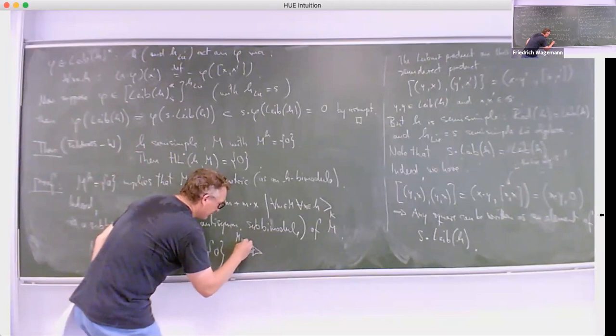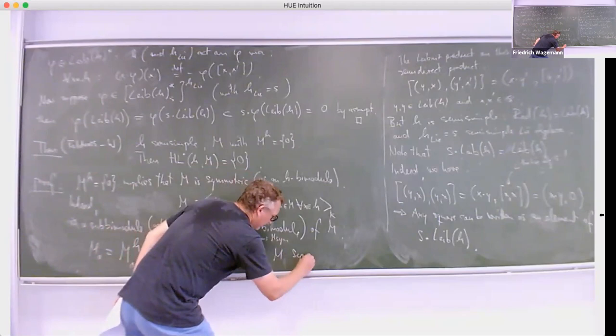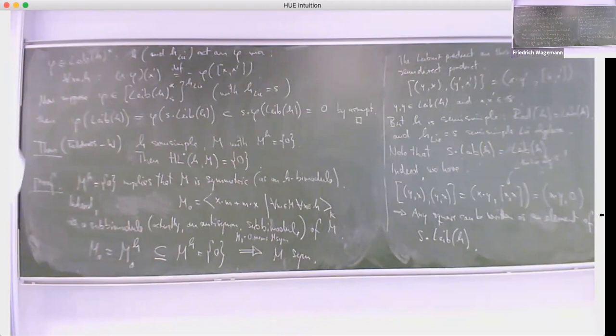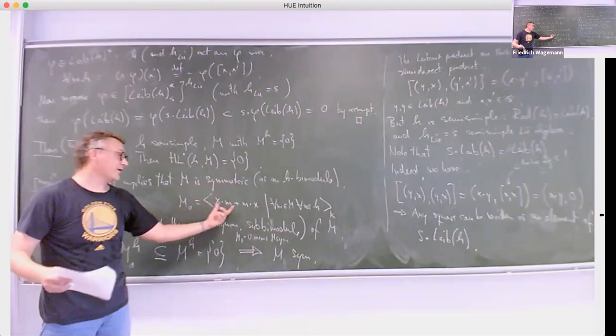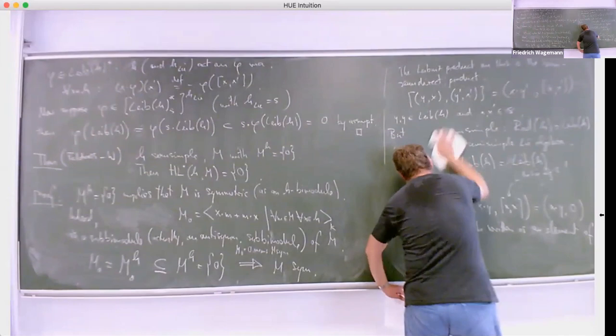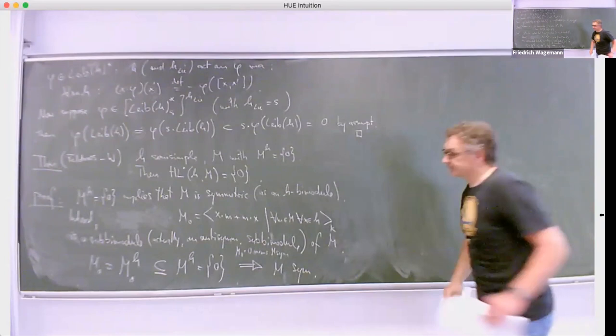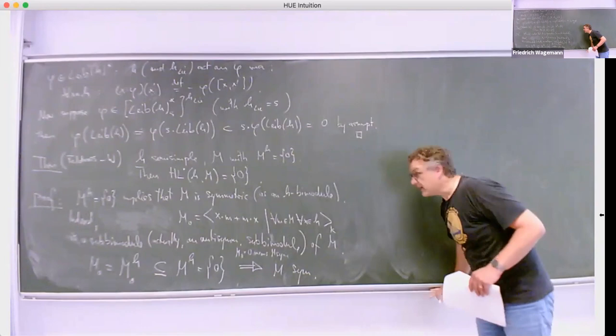That means that M0 is zero, and M0 equal to zero means M is symmetric. Because this is exactly what you have to factor out in order to have it symmetric. If you need to factor out nothing in order to be symmetric, then your bimodule is already symmetric. Okay, that is the first step. So M is a symmetric H bimodule.